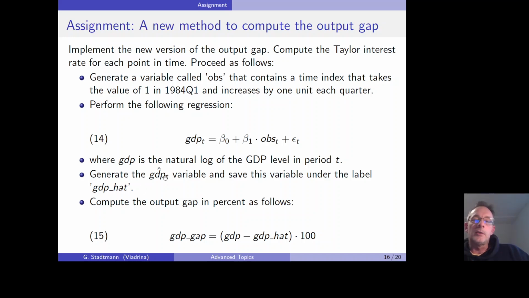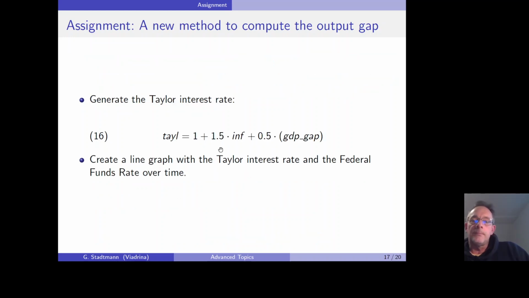Afterwards, you should generate the GDP head variable and save this variable under the label GDP head. And in the next step, you can compute the output gap by using the following formula. Then afterwards, you should generate the Taylor interest rate by once more plugging in the following information: the intercept equal to 1, then 1.5 times the inflation rate, and 0.5 times the output gap. You should create a line graph with the Taylor interest rate and the federal funds rate over time.